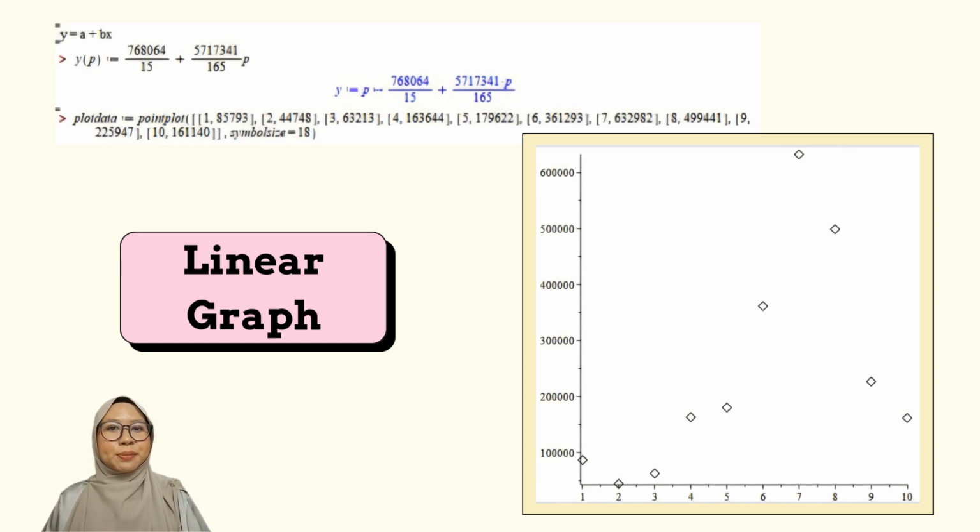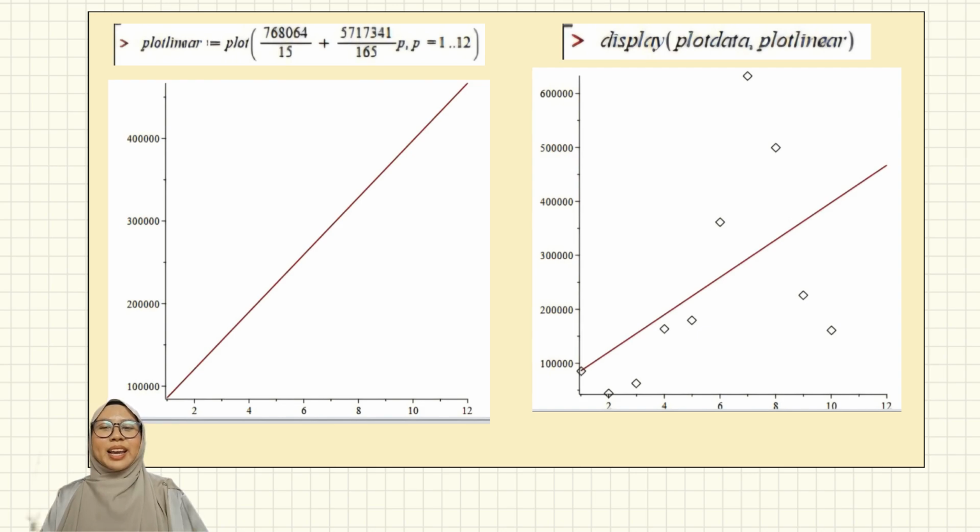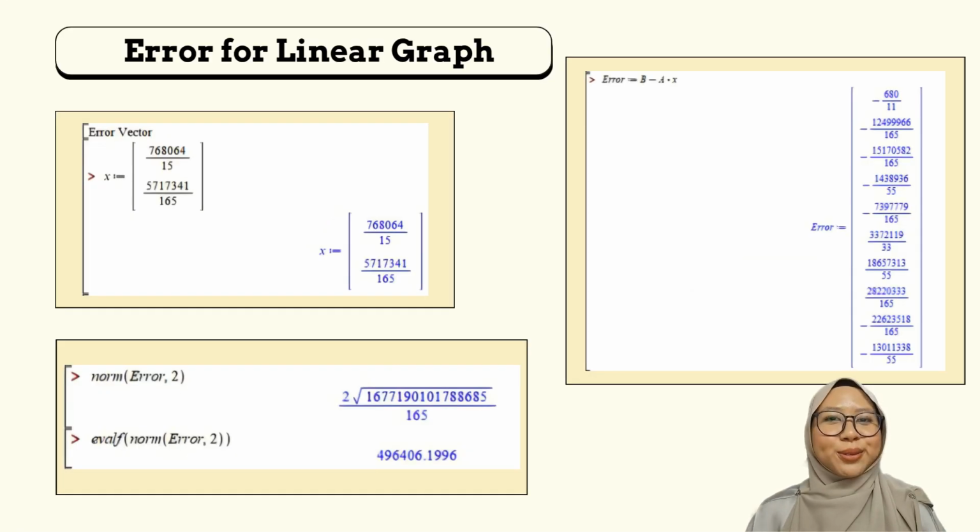Then, the plot data command is used to plot the given data points. Use the plot linear command and insert the linear equation to display the straight line. We need to use the command display plot data and plot linear to get the linear graph obtained from the confirmed cases of COVID-19.